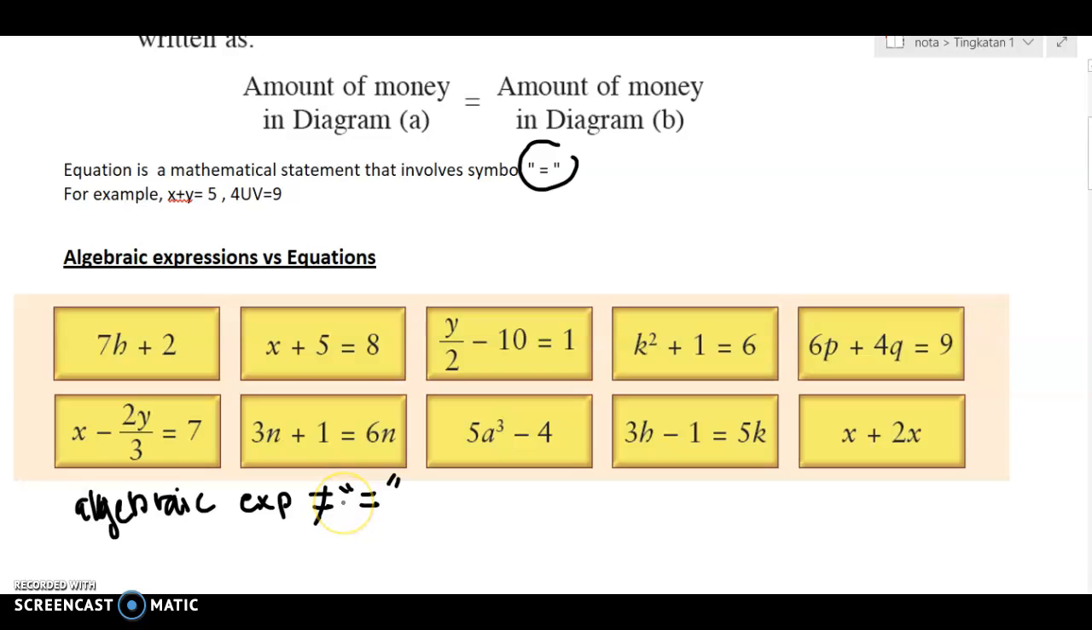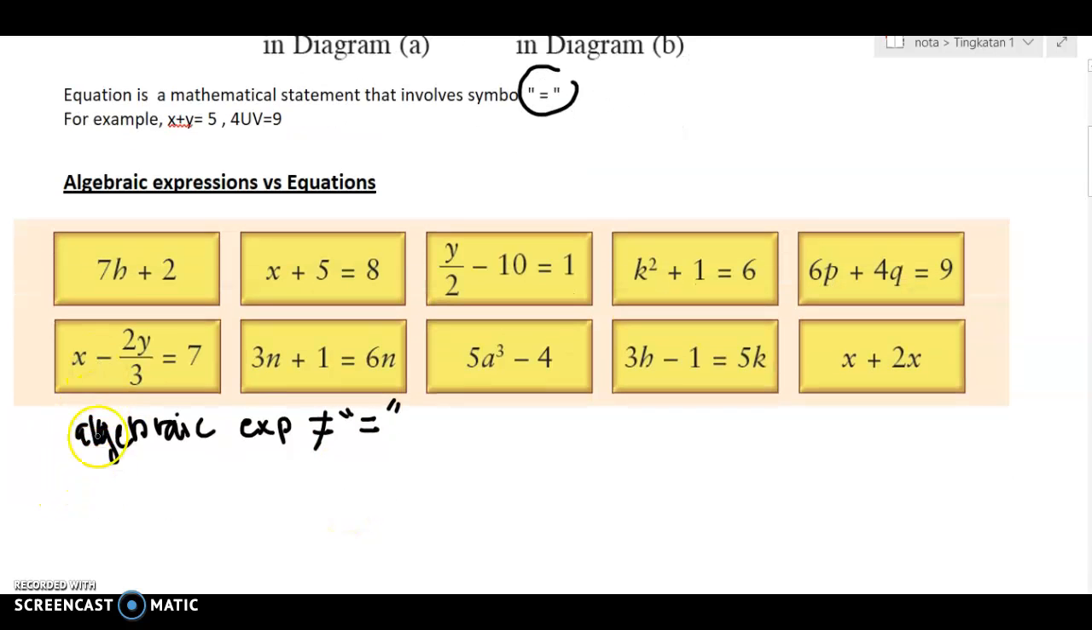But for equation, the symbol of equal must be there. Mesti ada simbol equal. Kalau tak ada simbol equal, kita panggil dia sebagai algebraic expression. Kalau ada simbol equal, kita panggil dia sebagai equation. For example over here, 7h plus 2. We can see that it doesn't have any symbol equal, so this one we call an algebraic expression. x plus 5 equal to 8. We can see that we have symbol equal over here, we call this an equation.